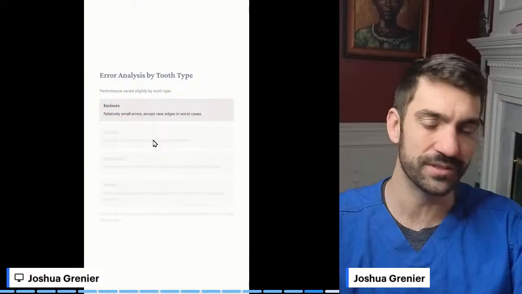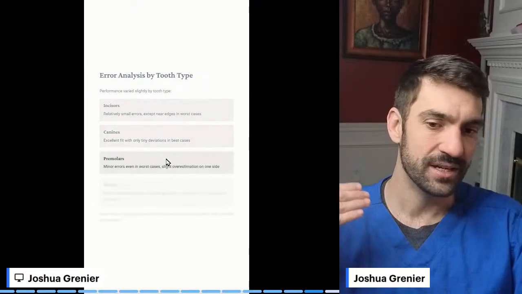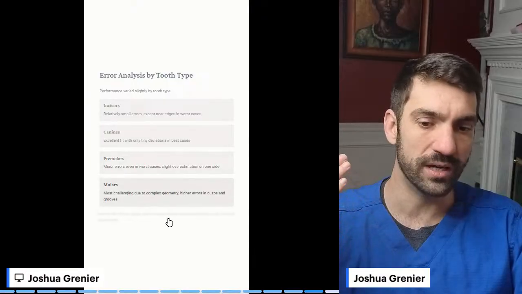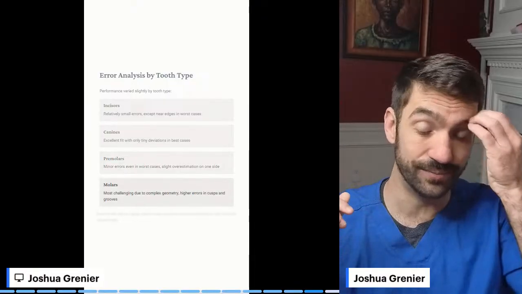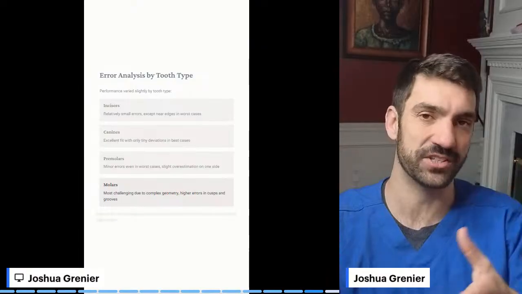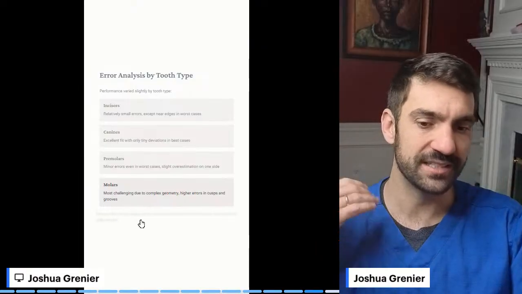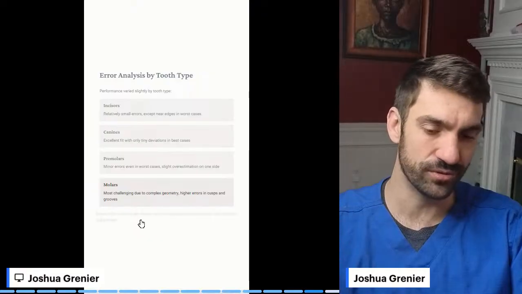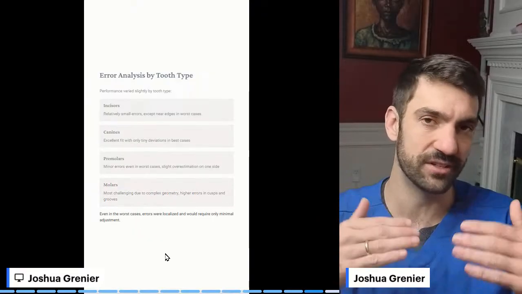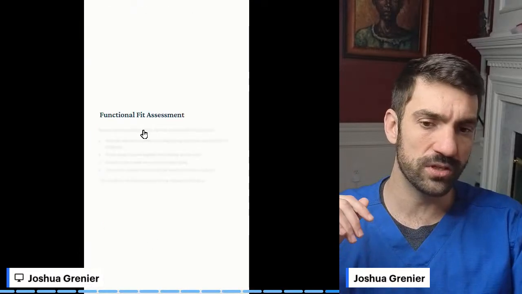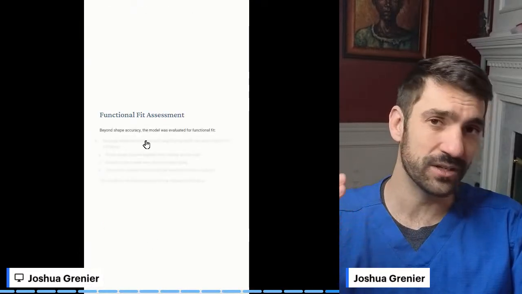So, different tooth types did better, and we get an idea of how much data you actually need to train these types of things. Obviously, larger teeth like molars consistently have errors with grooves. There's almost a randomness and an art to making these. And when you look at fit, they did find that these fit quite well.